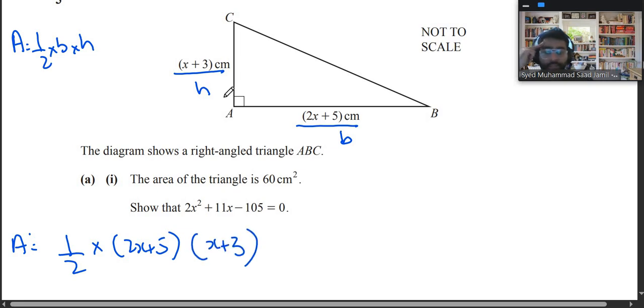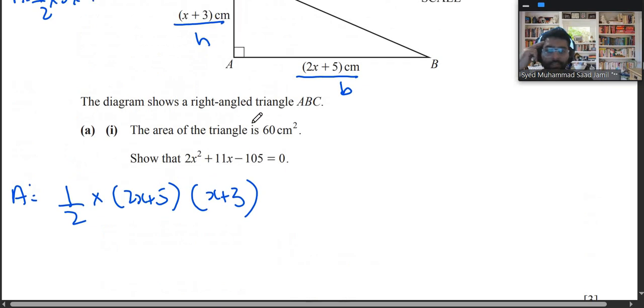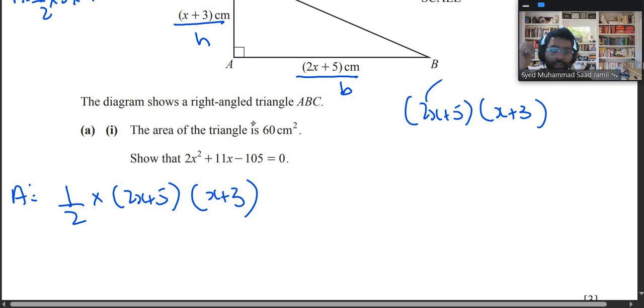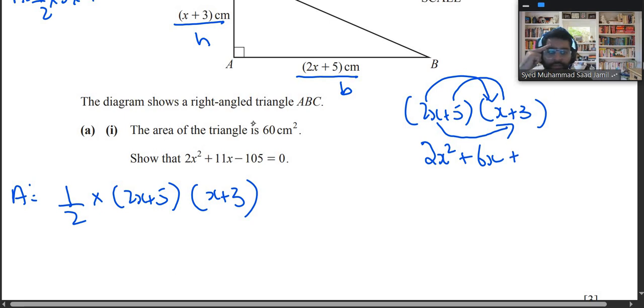Now multiply these numbers. Let me solve this on the side just for you guys so that you can understand. 2x multiplied by x is 2x squared, and 2x multiplied by 3 is plus 6x. Then 5 multiplied by x is 5x, and then 5 multiplied by 3 is 15.